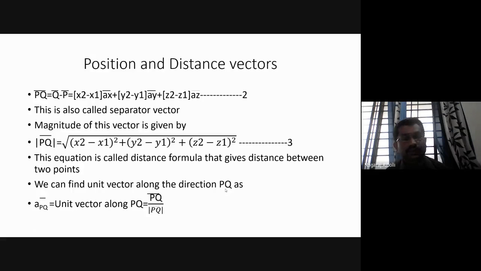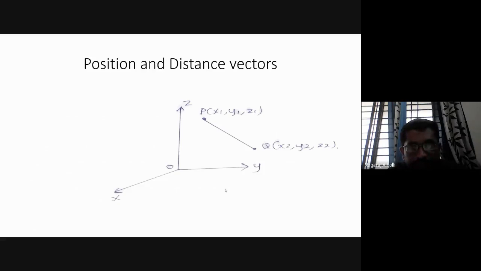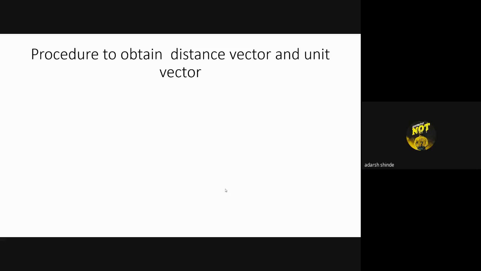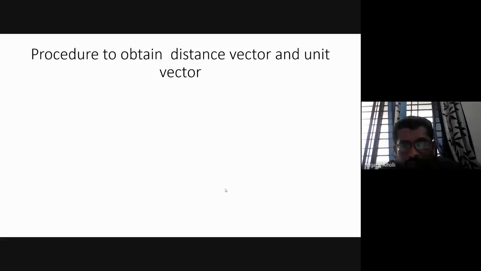Now students, we have understood how to find the position vector and the distance vector. Now tell me, what is the procedure to obtain the distance vector and the unit vector? Suppose 2 points are given, P and Q. P coordinates are x1, y1 and z1, and Q coordinates are x2, y2 and z2. How do you find the distance between these 2 points? Square root of (x2 minus x1) square plus (y2 minus y1) square plus (z2 minus z1) square. Very good. Correct.